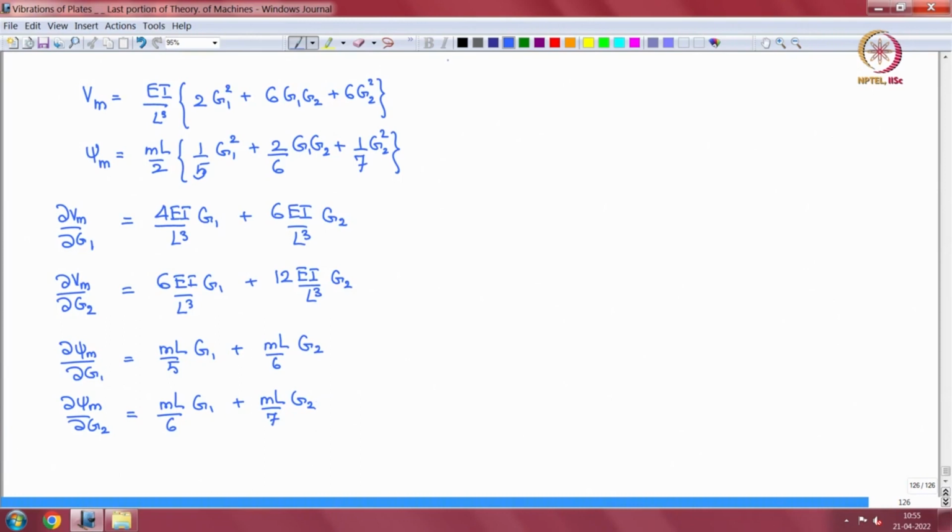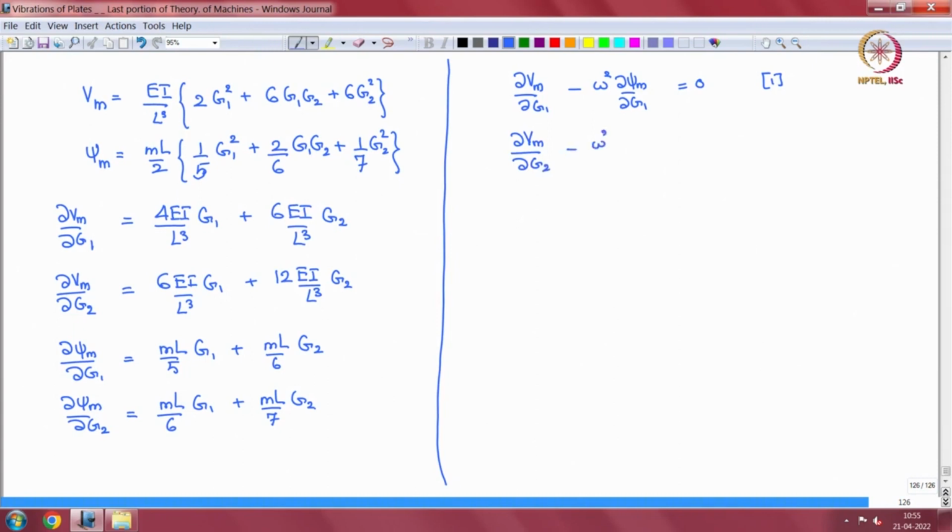Okay, so if we write these equations, what do we get? The first equation is del Vm by del g1 minus omega square del psi m by del g1 equals 0. The second equation is with the second coefficient. So there will be as many equations as the number of coefficients: del Vm by del g2 minus omega square del psi m by del g2 equals 0. This is the second equation.